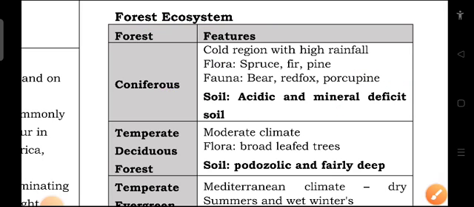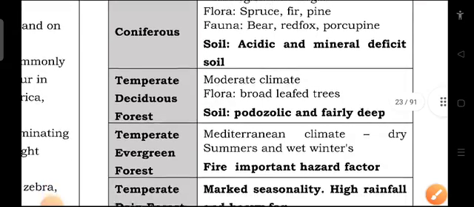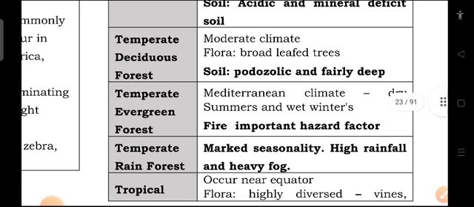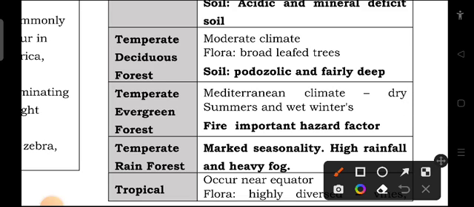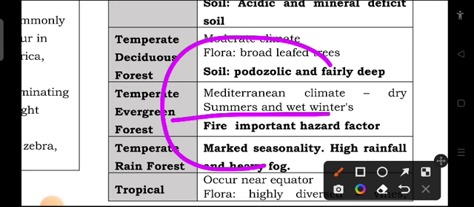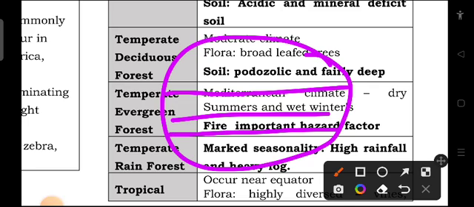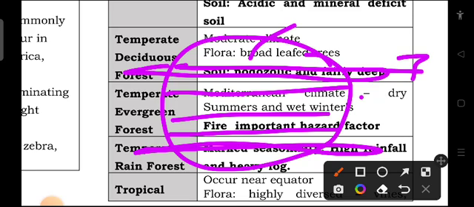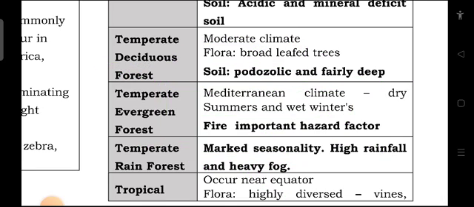The next kind of forest is temperate deciduous forest. So what is this? The temperate area is the middle area. If this is the earth, this is the tropical zone first. So this middle one is called temperate, both in the north and south. In the extreme north and south we have the frigid zone. This middle one is temperate.